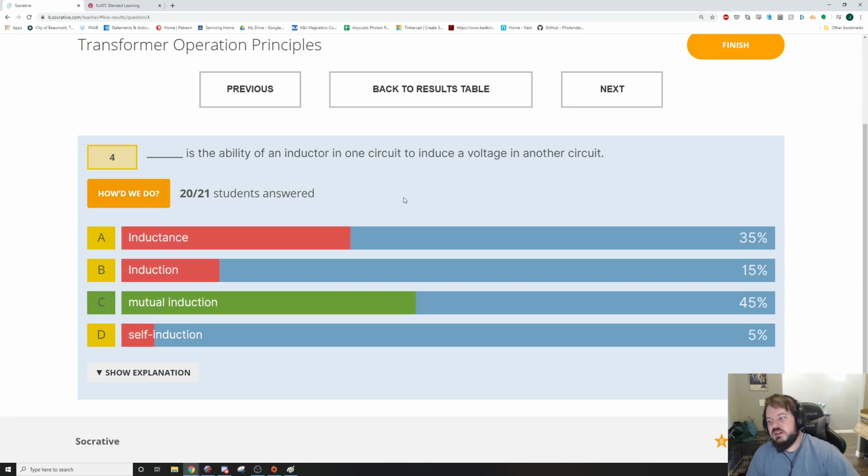Mutual induction, that'd be like if you have a transformer, the different sides of the transformer are going to induce a voltage onto each other as they are working, and it's something that happens and it's unavoidable, but it's a mutual induction.